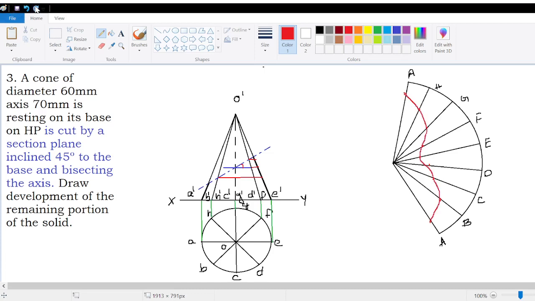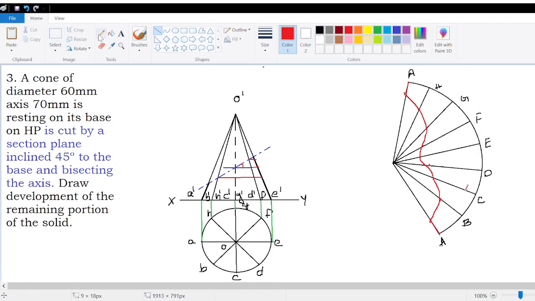Join these points using a smooth curve. Then you can darken the outermost points alone. So you darken the outermost curves. Why? Because the inside parts are all generators. So you need to darken these points, and this curve also should be dark.